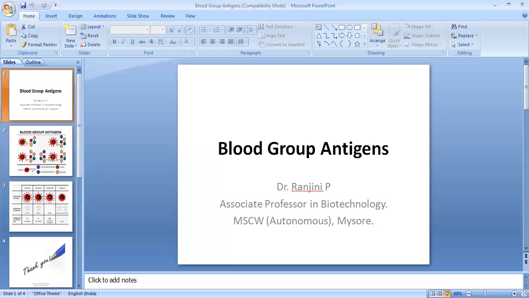Whereas a group O individual does not have either antigen A or antigen B on the surface of their RBCs, and their blood serum contains the IgM type of antibodies for both A antigen and B antigen. Therefore, a group O individual can receive blood only from group O individuals, but can donate blood to individuals of any ABO blood group: A, B, O, and AB.